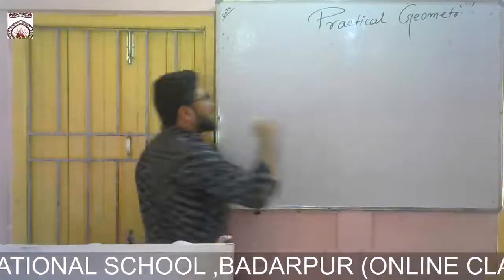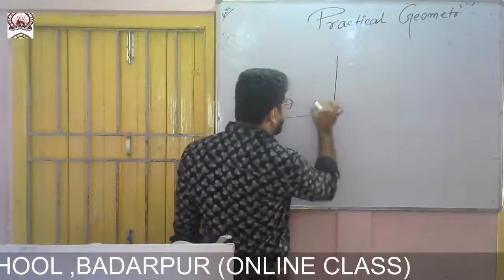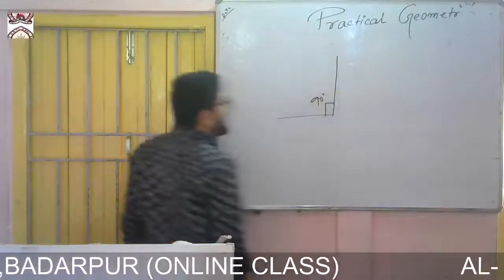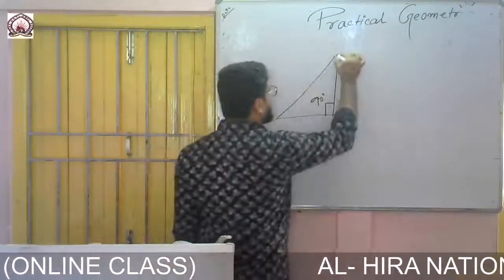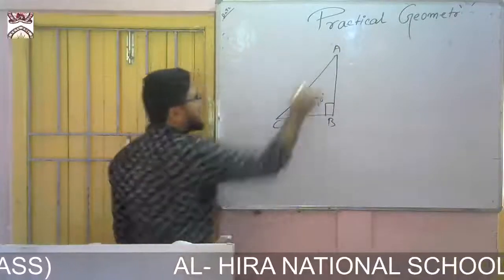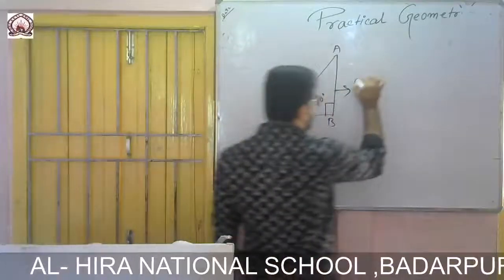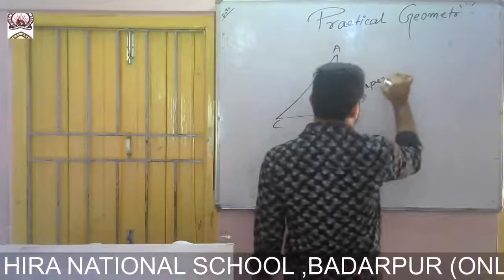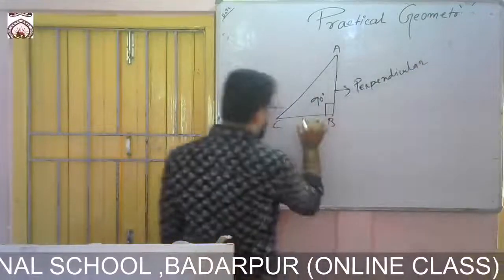Suppose this is a right triangle. This is the 90 degree angle. The side which is opposite to 90 degree, suppose the triangle is A, B, C, is called the hypotenuse. This is called the perpendicular side, and this is the base.